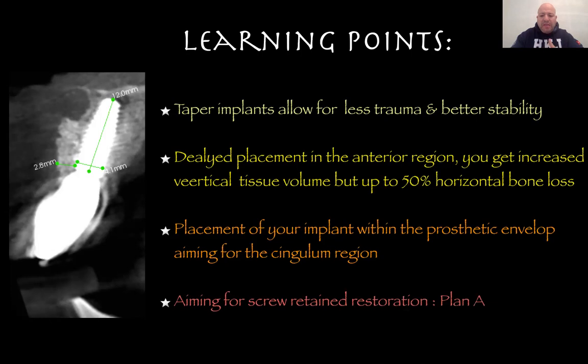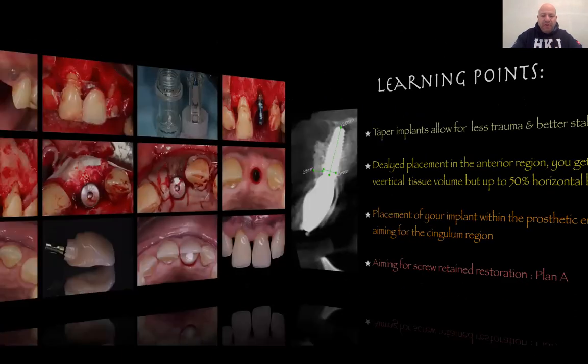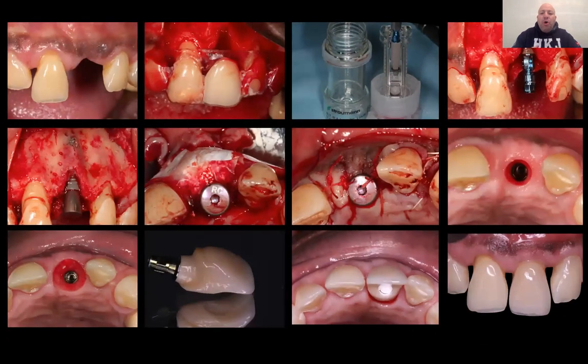We should always have screw retained restorations as our plan B. When things don't work well for one reason or another, we can accept a cement retained restoration. But we don't always do immediate placement, immediate loading. Because in this case, this guy had a tooth removed. We like to leave it about 8 weeks to get good soft tissue maturation and any remnants of the bacteria to disappear.